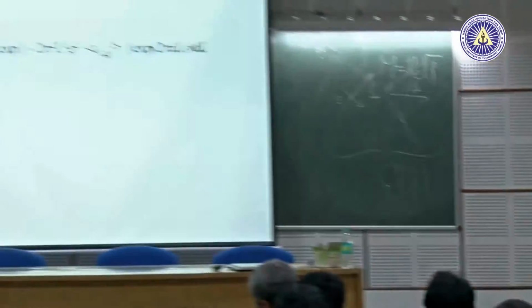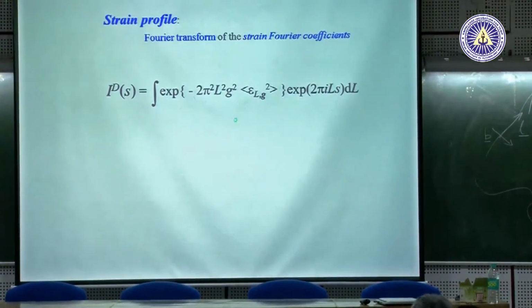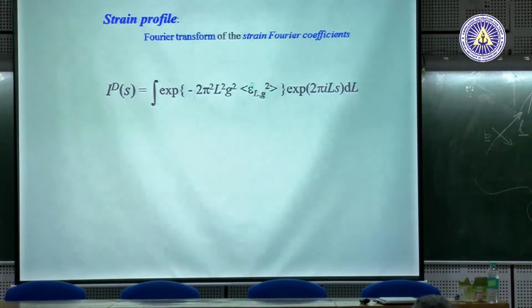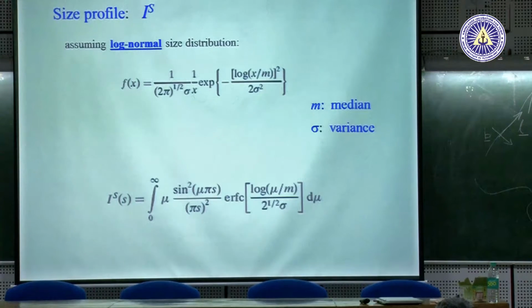Okay. So the strain profile looks like that. It is the inverse Fourier transform of this simple formula, where the mean square strain is given as all that which I was talking about. Here it is again. The size profile, we didn't talk about the size profile. We still have 5 minutes, unless you wanted to ask questions, but we can discuss questions later.